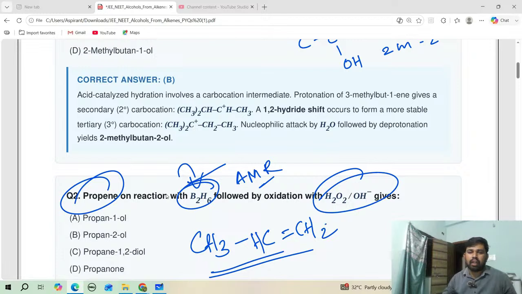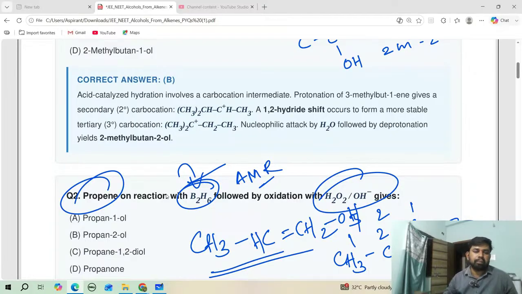So it attacks the OH here. The result will be CH3, CH2, and CH2OH. How many carbons? One, two, three. Three means prop. Here we have alcohol at the one position. Propan-1-ol. Propan-1-ol. You see here.